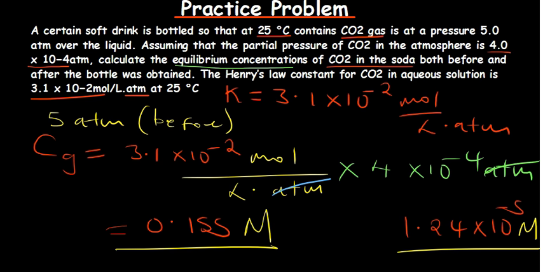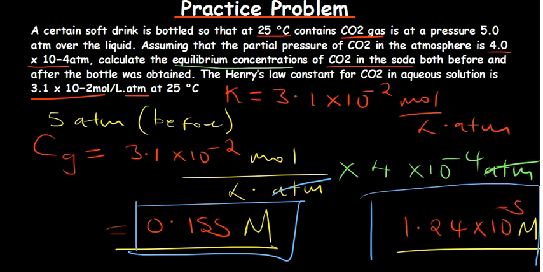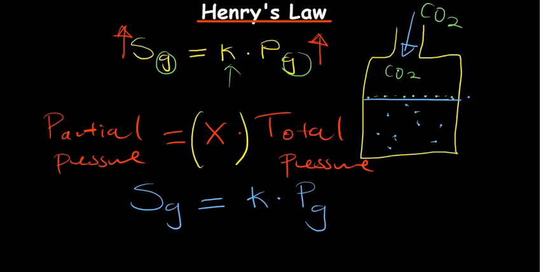Okay, so what have you seen? Inside the bottle where we had the higher partial pressure, the concentration was higher. Outside, after opening the bottle, the partial pressure of the carbon dioxide in the atmosphere was low, which also led to less solubility or less concentration in the solution. So that is the conclusion of Henry's law. Just remember that the solubility of the gas is directly proportional to the partial pressure of that gas.